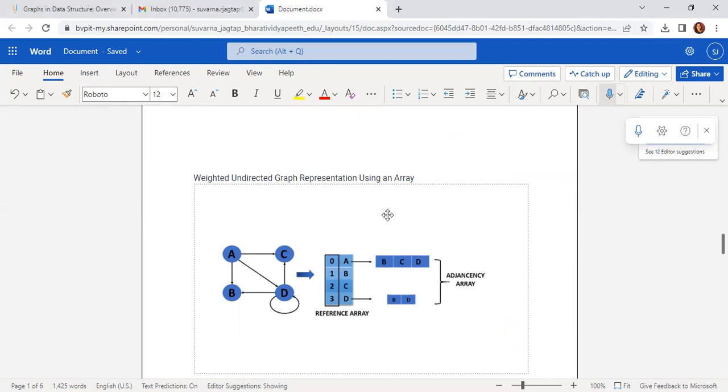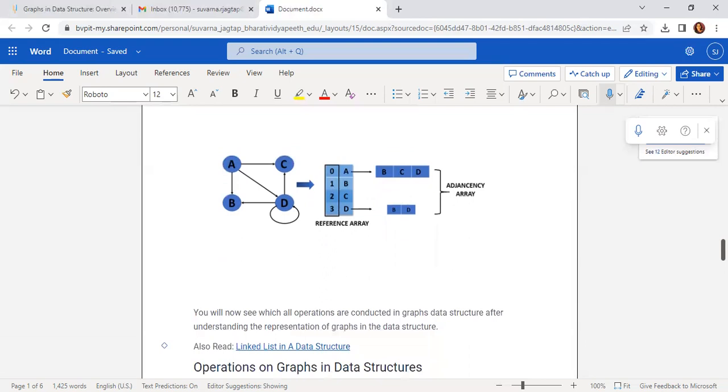And if you talk about D, from D there is a self loop going to itself, and then there is another outgoing edge going from D to B. Okay. So this is the way adjacency multi-list is represented.